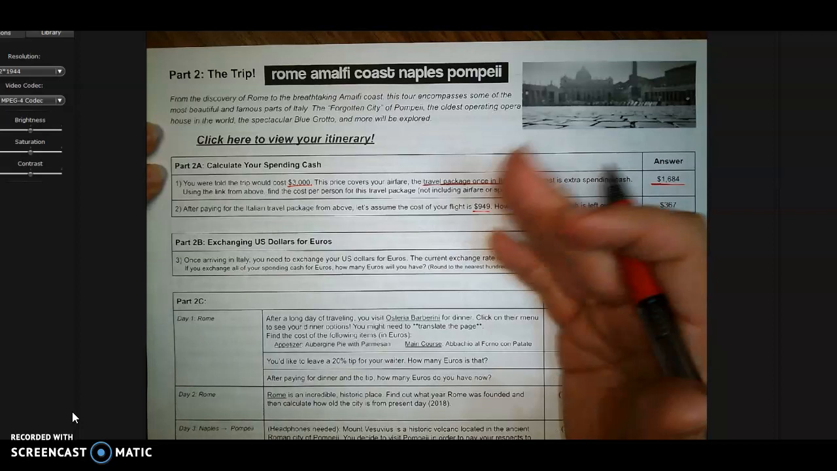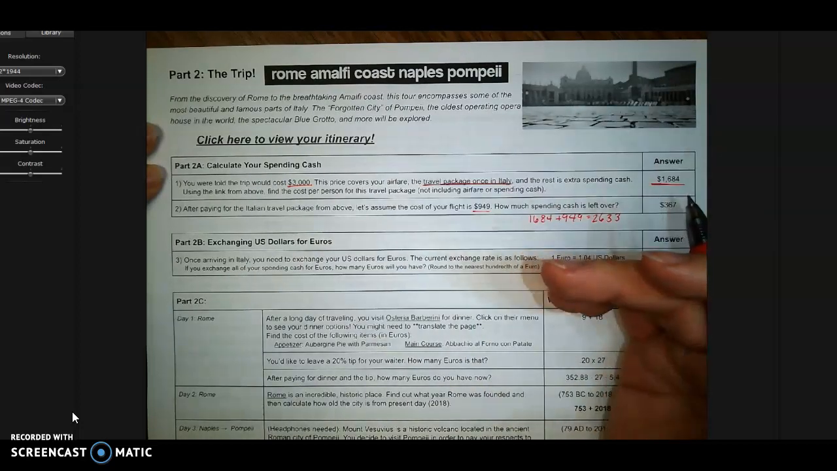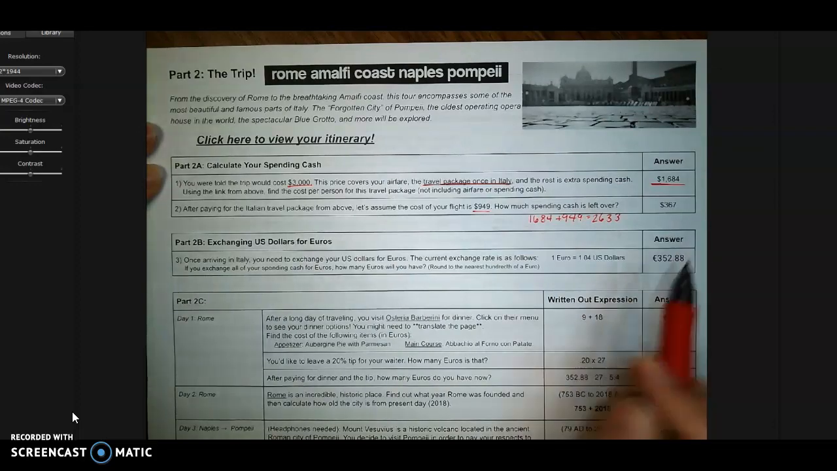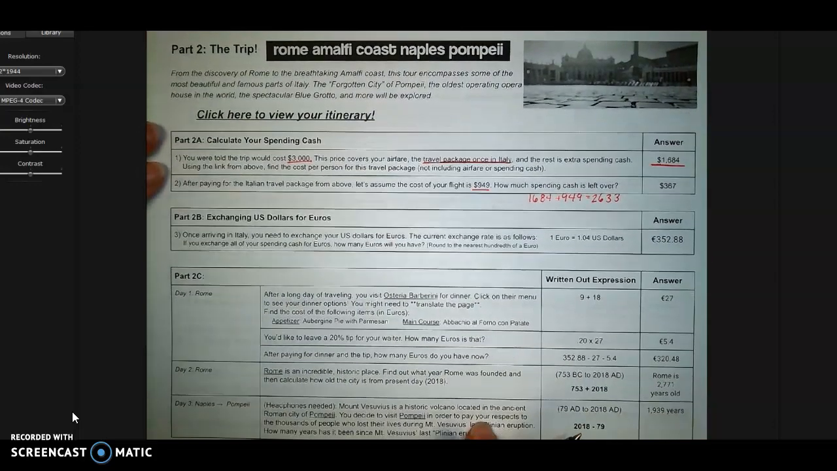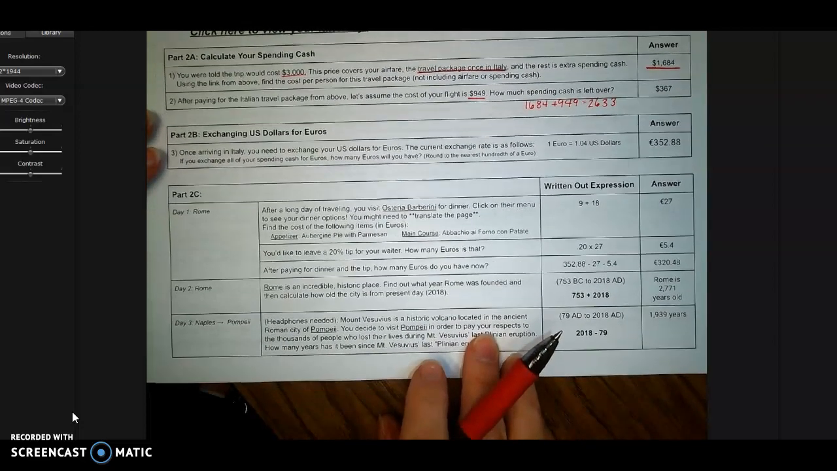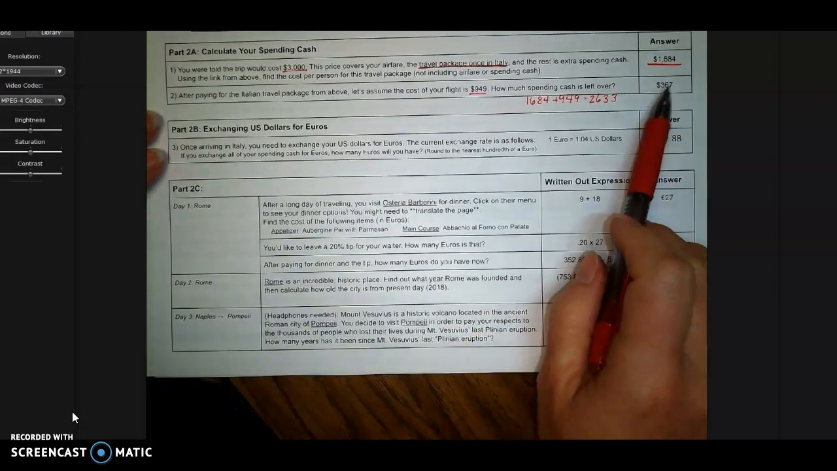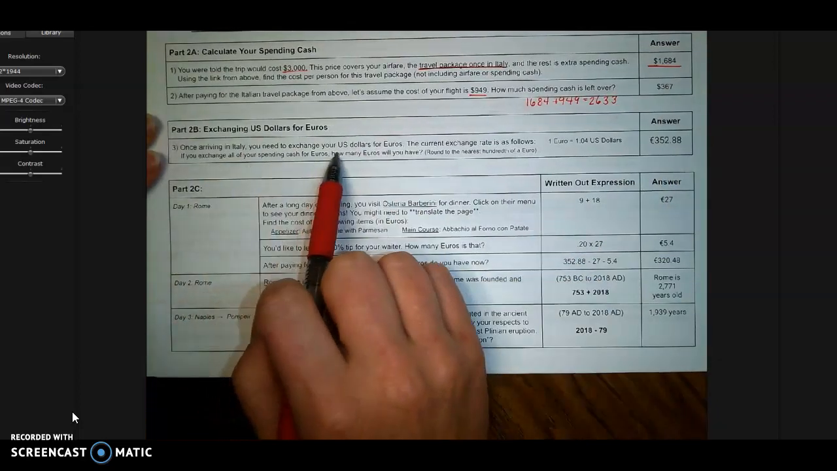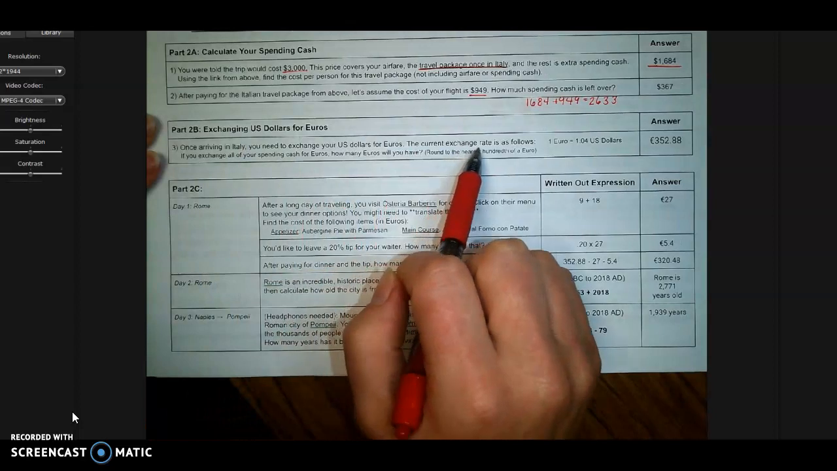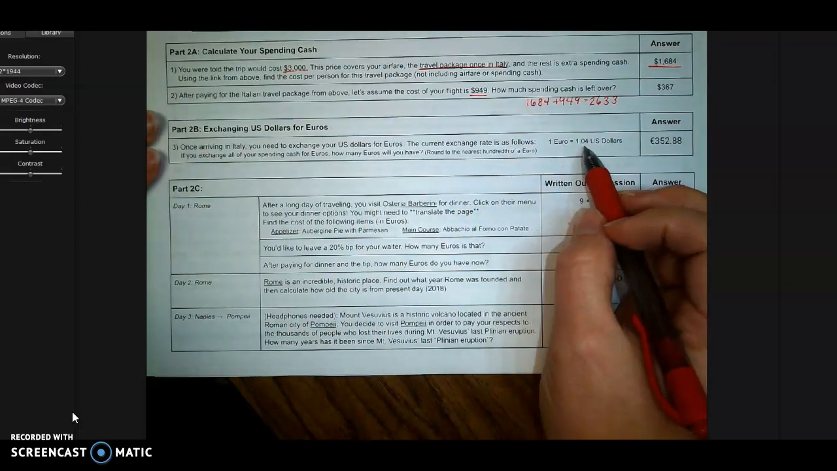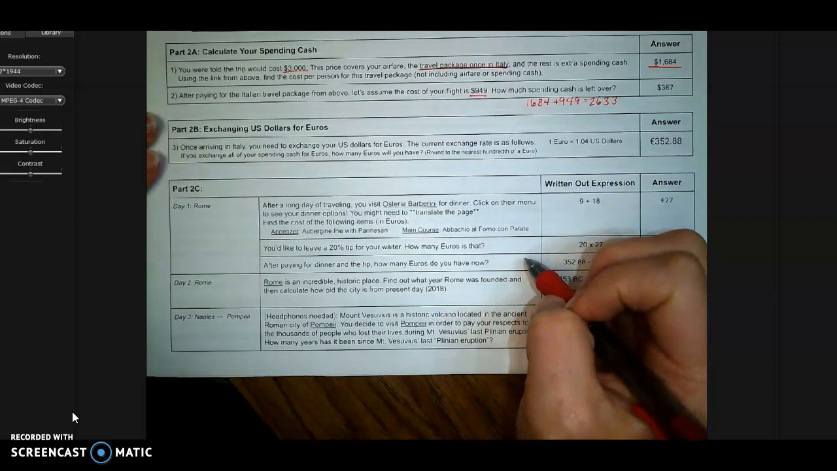And the travel package is like all your big meals and things like that, but there's some other things that you kind of plan on along the way that you might do that you're going to have that $367 as spending cash to do. So when you get over there, you're going to take your $367 and you need to turn it into euros. Because it says once you arrive in Italy, you need to exchange US dollars for euros. The current exchange rate when we made this project was €1 is $1.04.